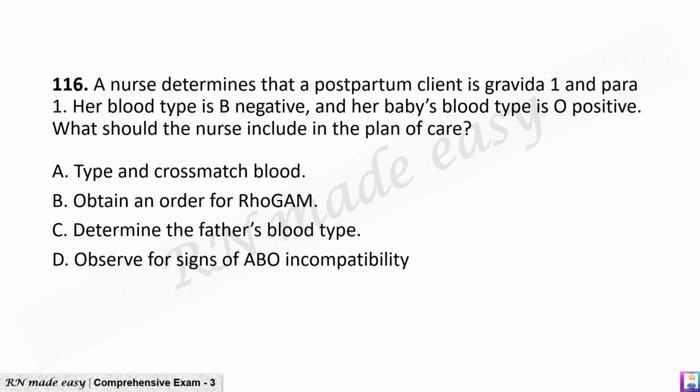Question 116. A nurse determines that a postpartum client is gravida 1 and para 1. Her blood type is B negative, and her baby's blood type is O positive. What should the nurse include in the plan of care? A. Type and cross-match blood. B. Obtain an order for RhoGAM. C. Determine the father's blood type. D. Observe for signs of ABO incompatibility.